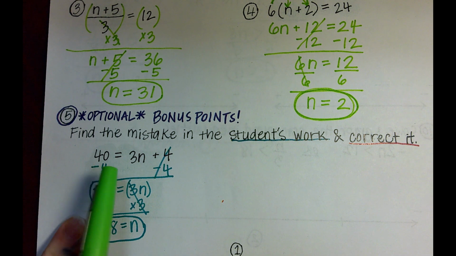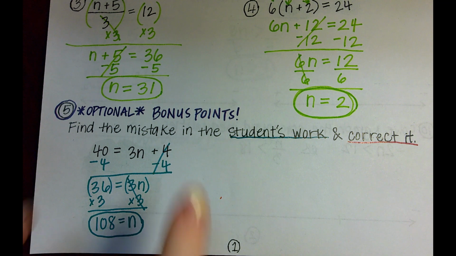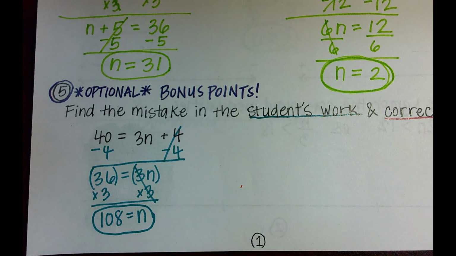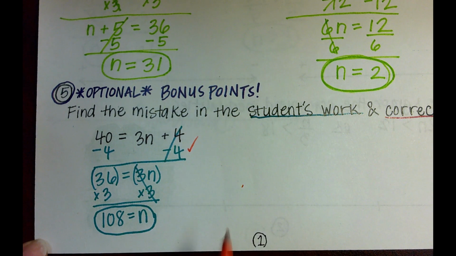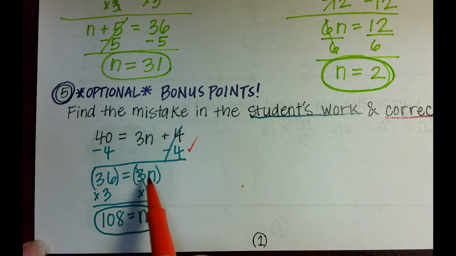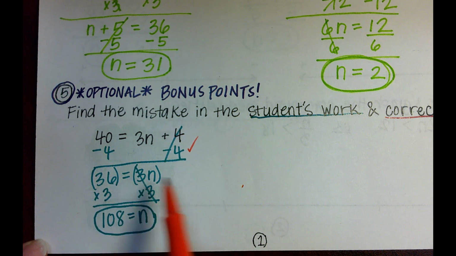You're looking at this problem. It says 40 equals 3n plus 4. And the student solved the problem. So let's see if we can identify the mistake. It looks like the first thing this student did is they subtracted 4 from both sides. Is that the right thing to do? Yes, it is. Good. So check mark. We don't need to do anything there. So they canceled the 4s and brought down 3n. 40 minus 4, 36. Is that all correct so far?